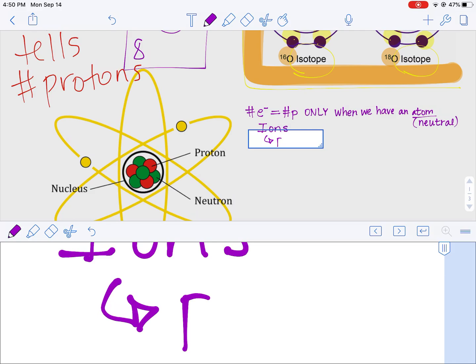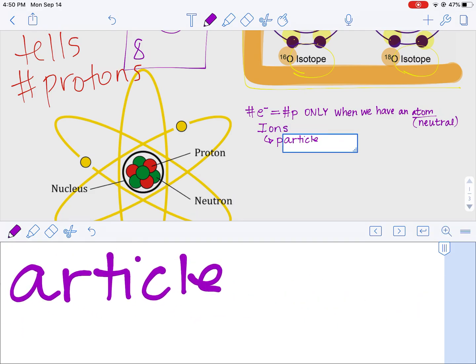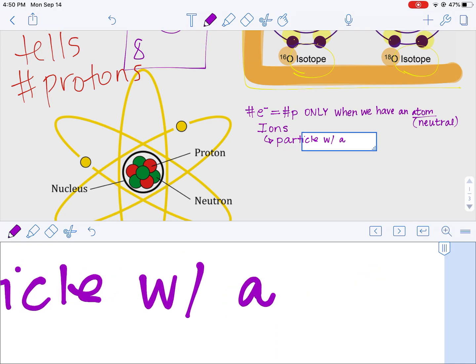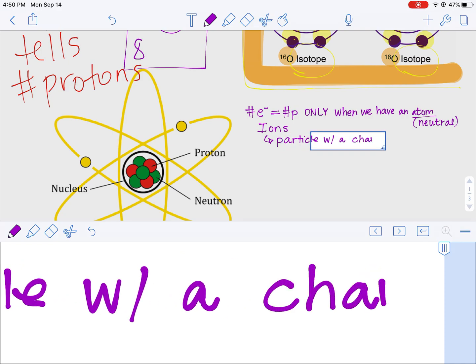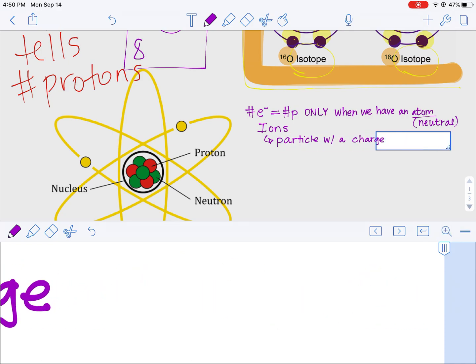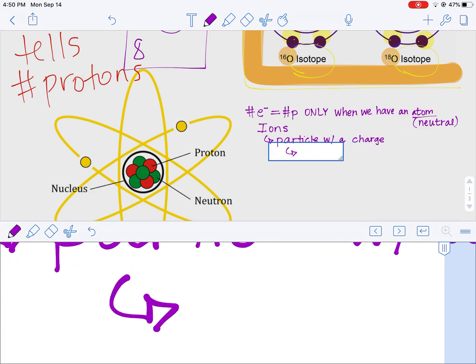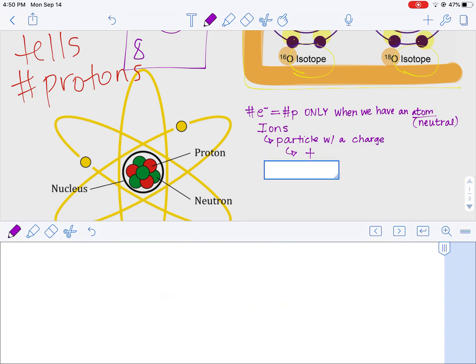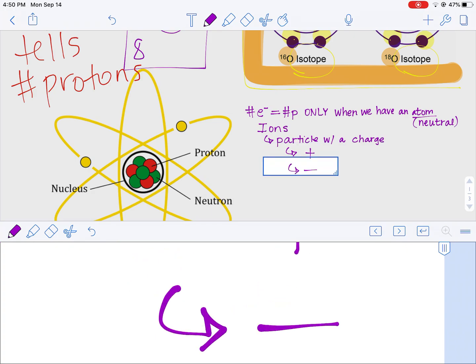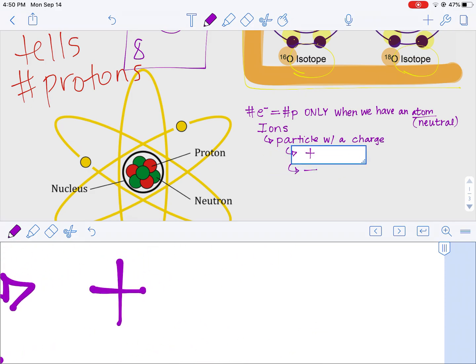An ion is a particle with a charge. If you remember from a previous science class, there are 2 kinds of charges that we can have. We can either have a positive charge or we can have a negative charge. The particle with a positive charge is given the vocabulary word cation.